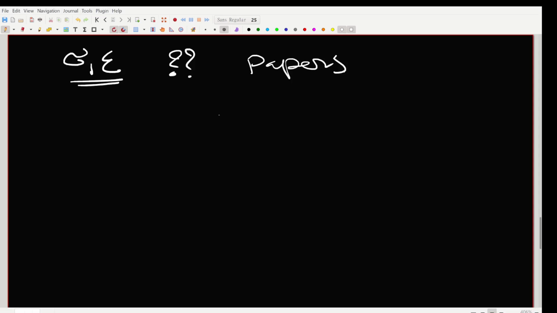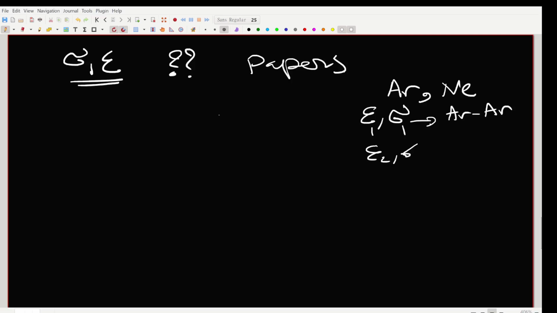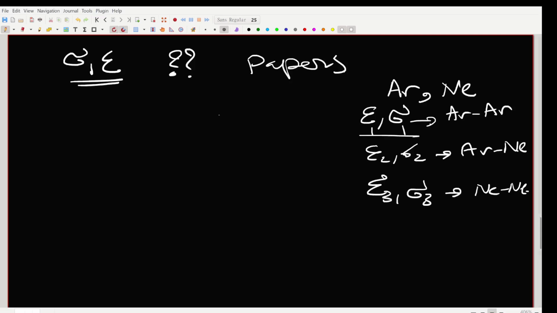You want to represent some Lennard-Jones interaction of a mixture made of argon and neon, for example. Then you should have epsilon and sigma representing argon-argon interaction, let's call them 1. And there is epsilon and sigma representing argon-neon interaction, so this is epsilon 2 and sigma 2. And there is a third set, epsilon and sigma, representing neon-neon interaction. Obviously these are all different values, so you need to get them from papers.